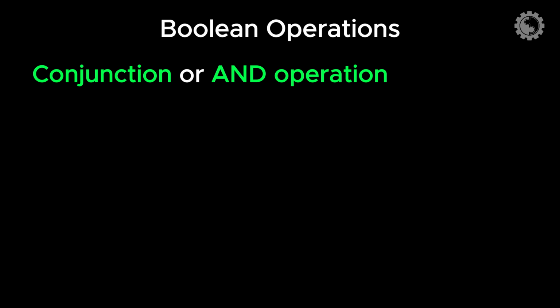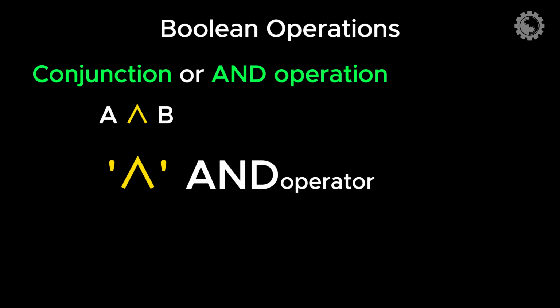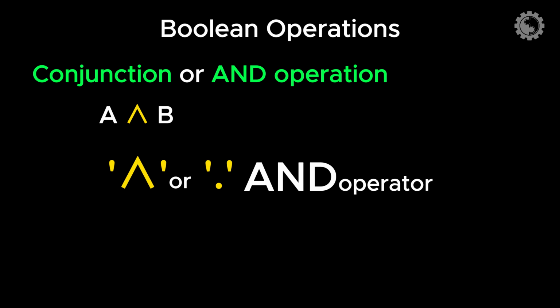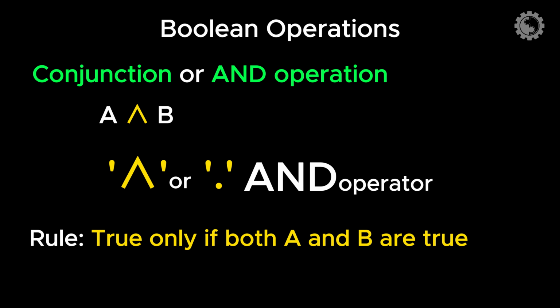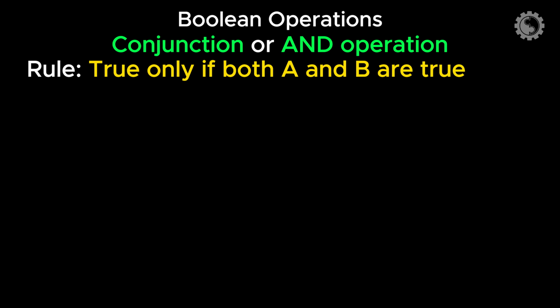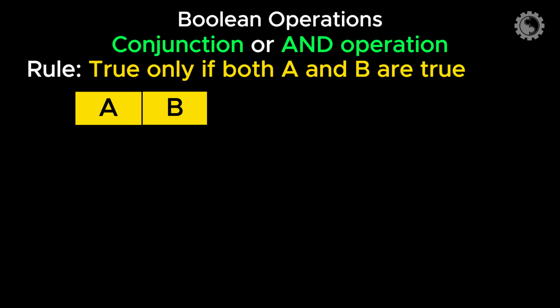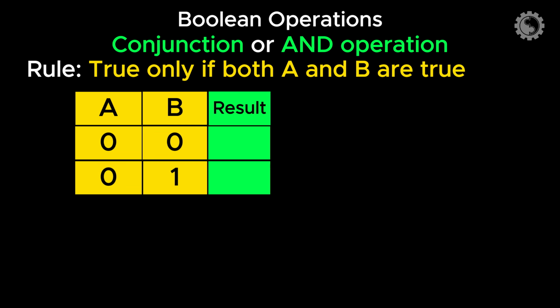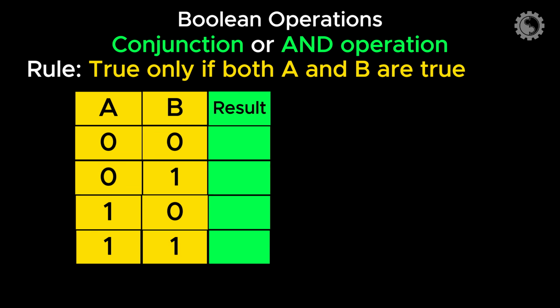In conjunction or AND operation, represented by a and b, this symbol represents the AND. Sometimes this symbol is represented as a dot. It shows the rule that the result is true only if both a and b are true. For example, we create a combination using Boolean values 0 and 1 for a and b. That is, 0 0, 0 1, 1 0, 1 1.